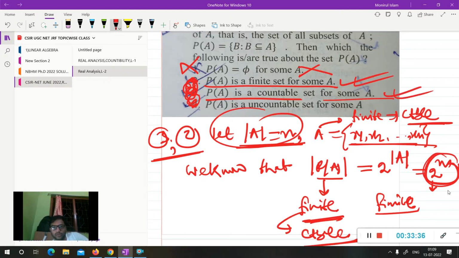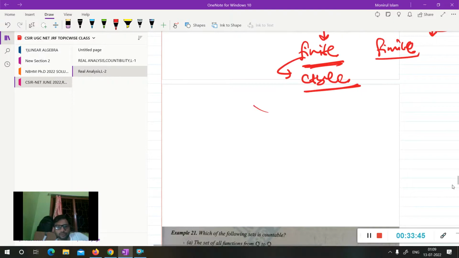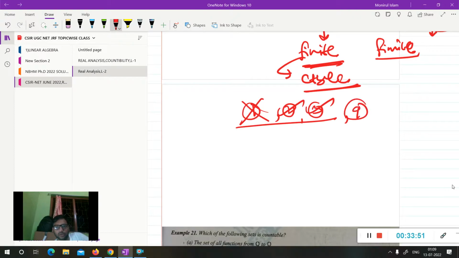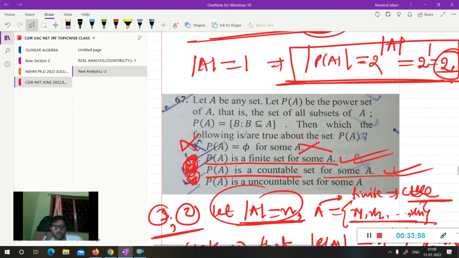So till now we have discussed that option 1 is incorrect, option 2 is correct, option 3 is correct. Now what will be option 4? Tell me, correct or incorrect? So let's verify.